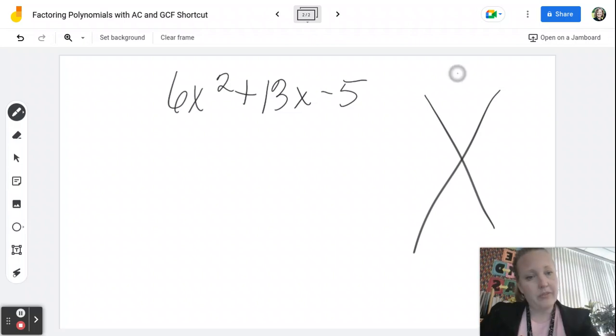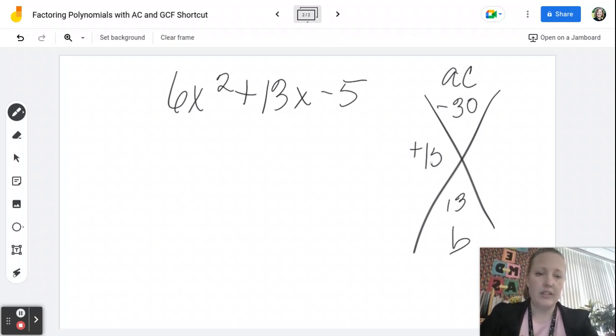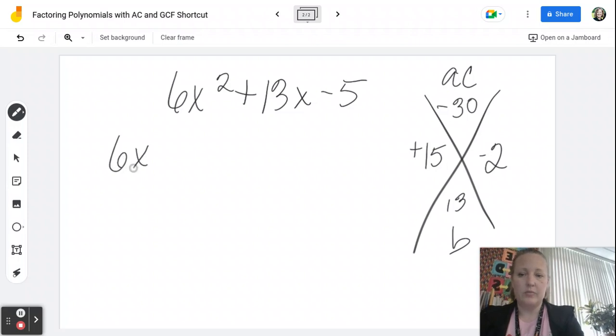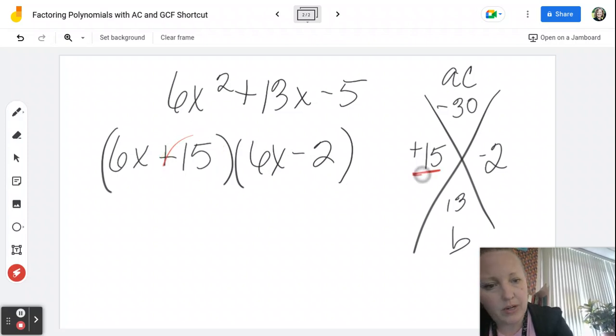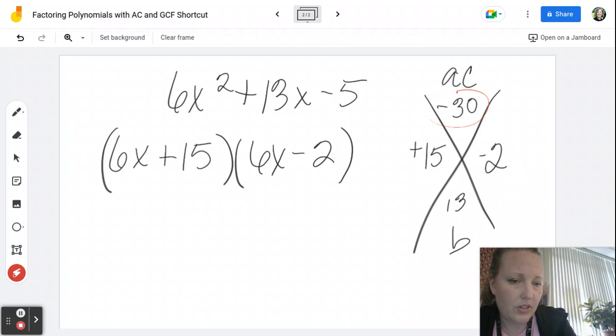Okay, so the AC part of the method: a times c. 6 times negative 5 is negative 30. b is 13. You can think and think, and you're going to get a positive 15 here and a negative 2 here. And you're going to then rewrite this again. The first term you're rewriting, but without the squared. You're just taking it down to an exponent of 1. 6x plus 15, binomial, and 6x, so you're repeating that 6x, and then minus 2. Once again, the 15 is coming from right here, and the negative 2 is coming from right here, because positive 15 times negative 2 gives me negative 30. Positive 15 minus 2 gives me that 13, which is this middle term right here. And 6 times negative 5 is where this is coming from.